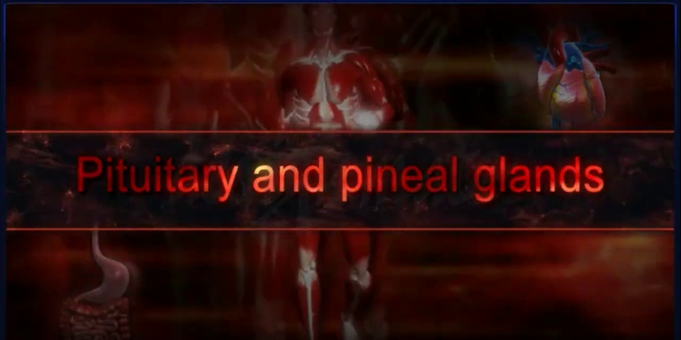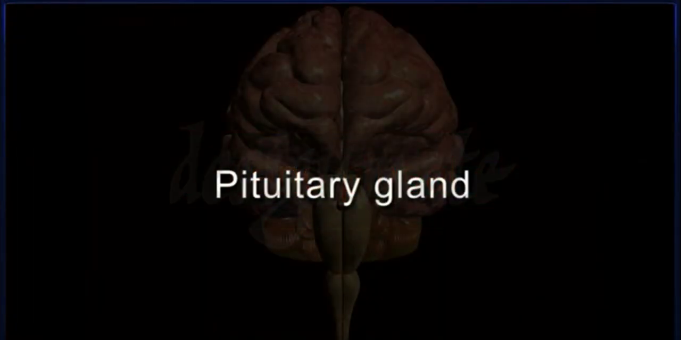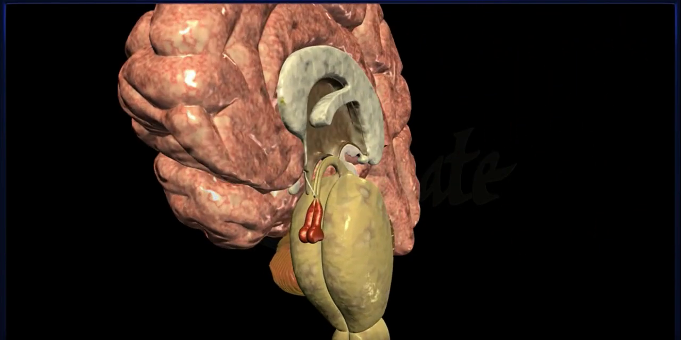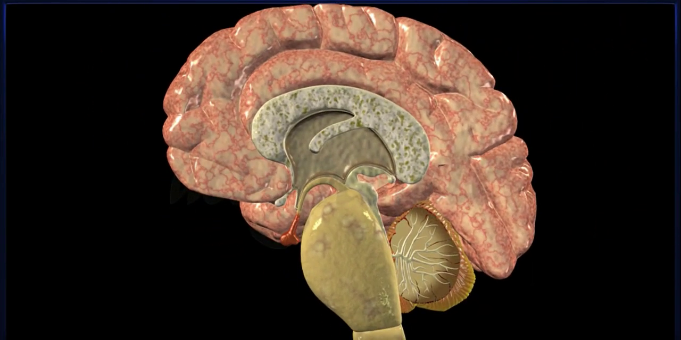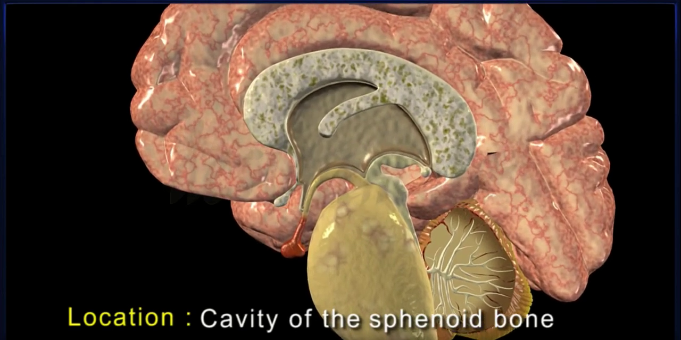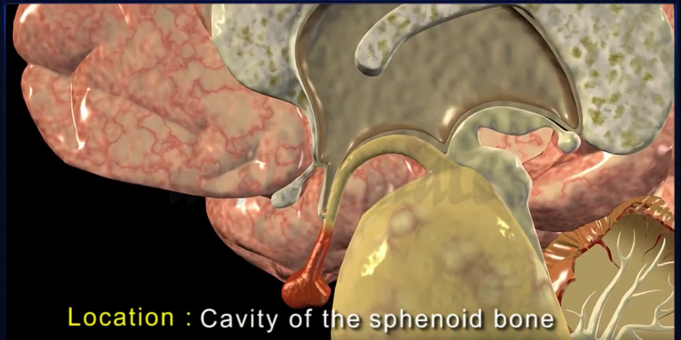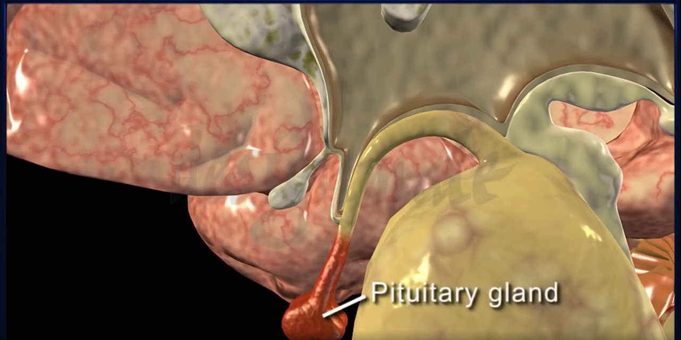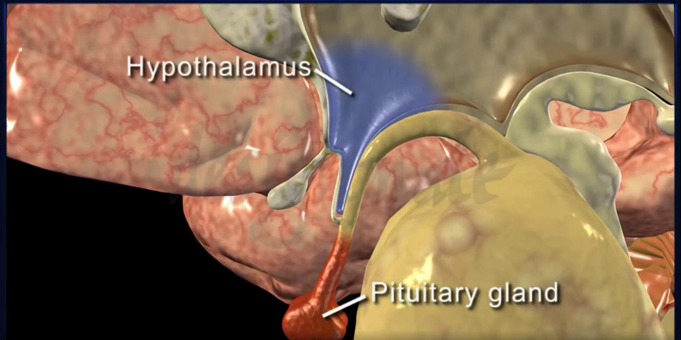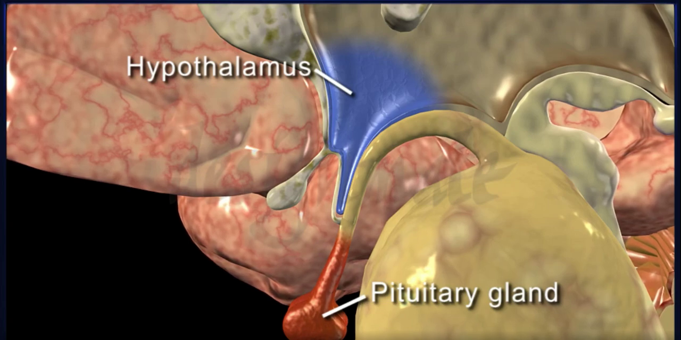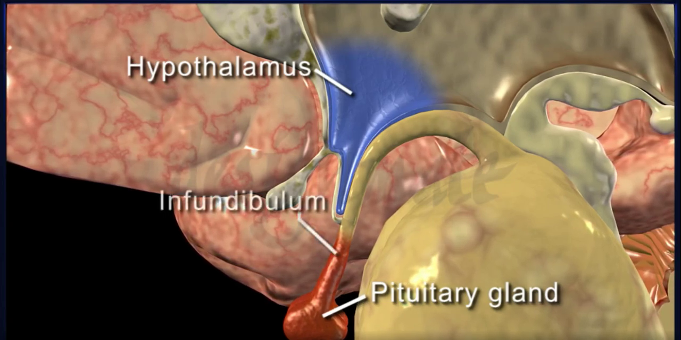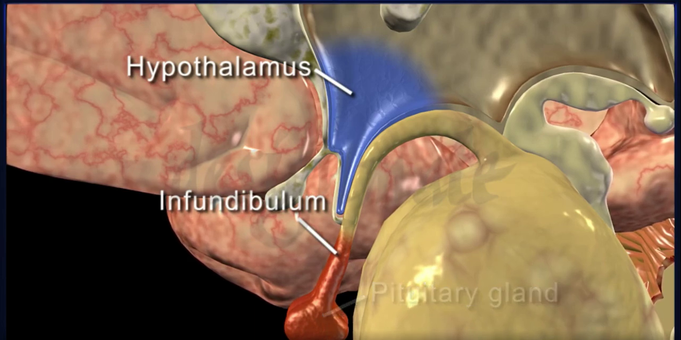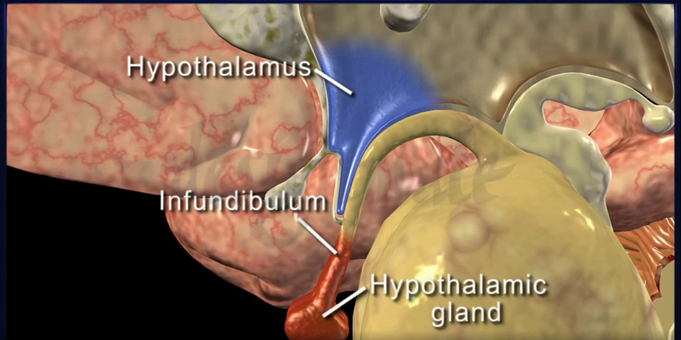and pineal glands. Pituitary gland. At the base of the brain, located in a cavity of the sphenoid bone called sella turcica, we find the pituitary gland. It is attached to the hypothalamus by a short, thin stalk called the infundibulum. So it is also called the hypothalamic gland.